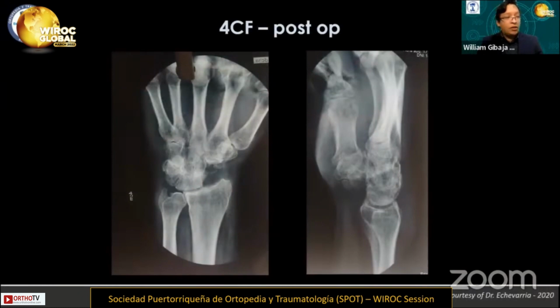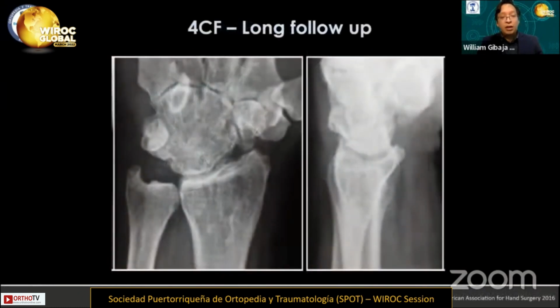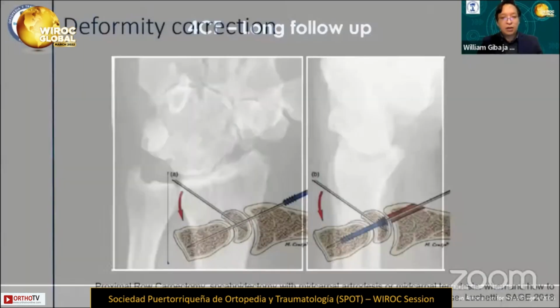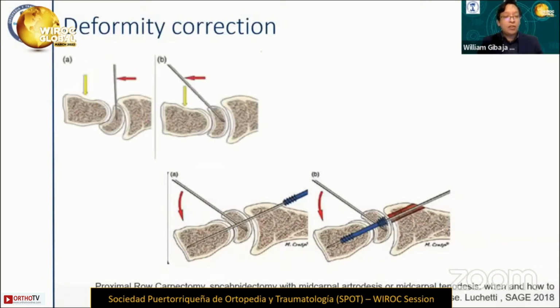This is how the X-ray will look in the post-operative time and the long follow-up. We know that there are some sclerotic changes around the wrist, but the functional symptoms are still doing fine. The deformity correction is the most important step when doing this four-corner fusion.